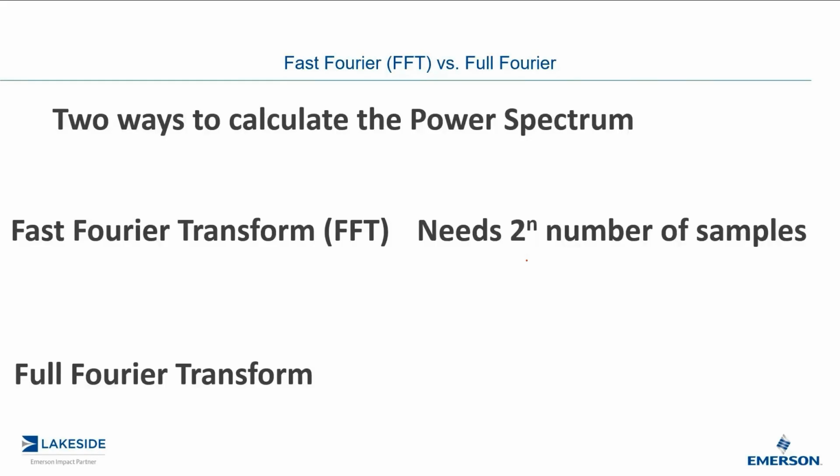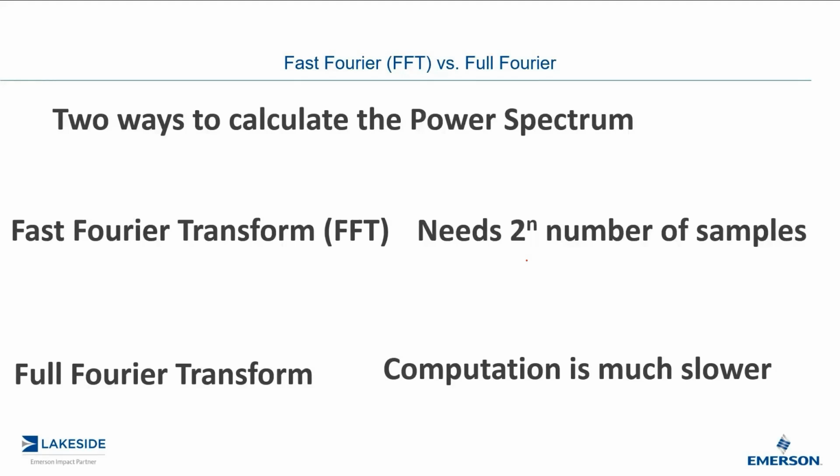So everything has a price, right? I've always said that everything has a price. And so why don't I use the full Fourier all the time? Because it is very computationally intensive. If I were to do a fast Fourier on 65,536 samples, it would take a fraction of a second.